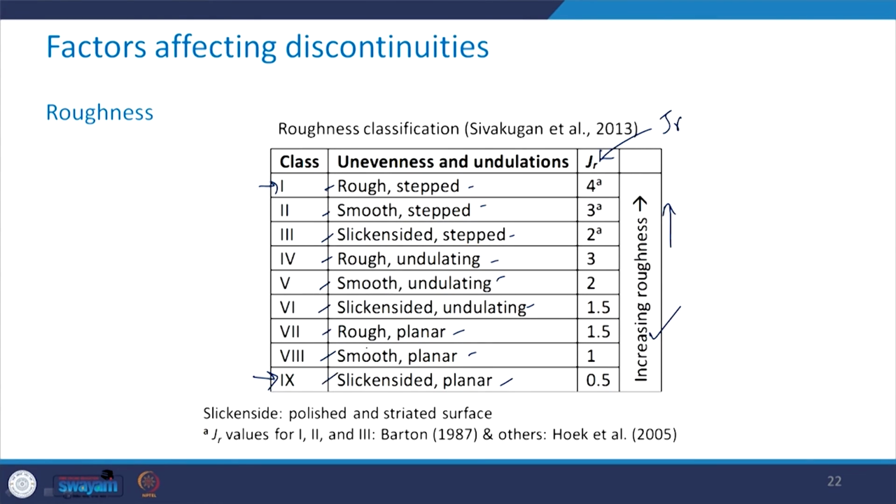The rating has been given like 0.5, 1, and it goes up to 4. Wherever this superscript a is there, as for these three values, these roughness values were defined by Barton, and the rest by Hoek et al. in 2005. We will discuss these in detail when we discuss the classification of the rock mass.